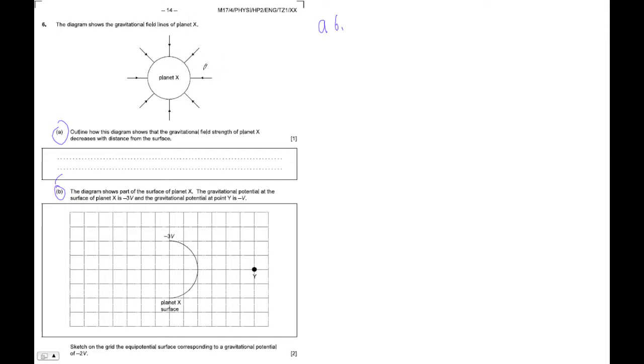Where the lines are close together, that equals strong gravitational field. And when they're far apart, these are the lines of force, right? Then it's weak. Okay, so as these lines go out, they radiate outward and they get farther and farther apart. So therefore, the force gets weaker. All right, that's 1 mark. It seemed like a lot of reasoning for 1 mark, right?